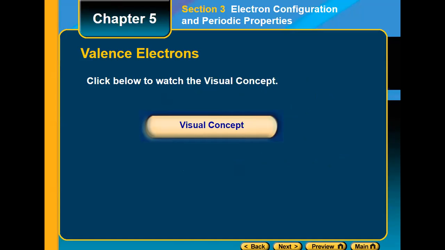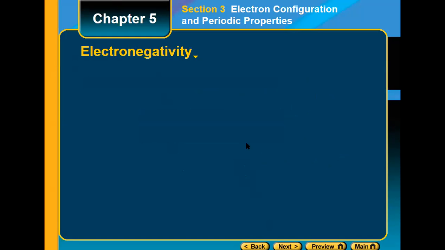Then, guys, we pass to the new property, electronegativity. What do we mean by electronegativity? Electronegativity is the ability of the nucleus to attract the electrons of the bond. What does it mean here?